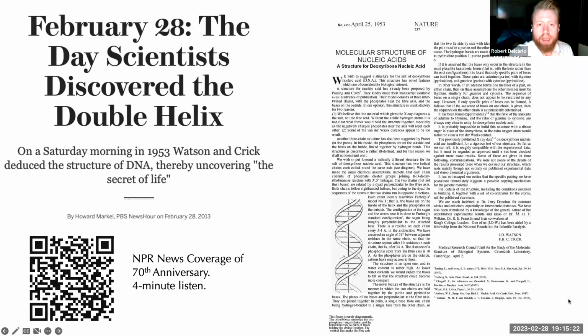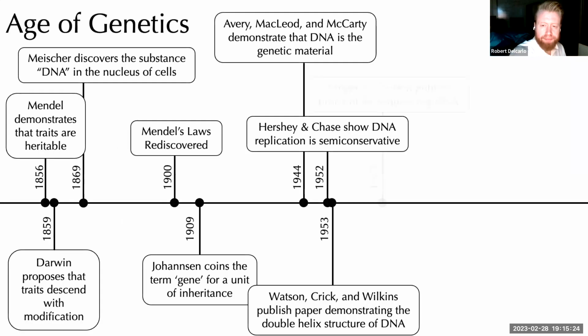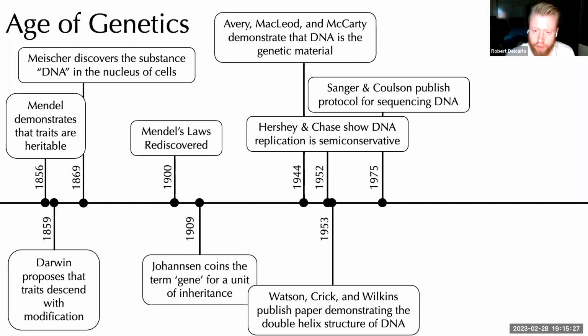Now, back to our timeline here. A little over 20 years later, Fred Sanger and Alan Coulson published a protocol for sequencing DNA. So prior to this, we knew the structure, but we didn't have a protocol for defining A, then C, then G, then T, then C, then A, then G, then C, then A. We didn't have a protocol for that. And so they figured this out. And then very quickly after that, the pace of research intensified.